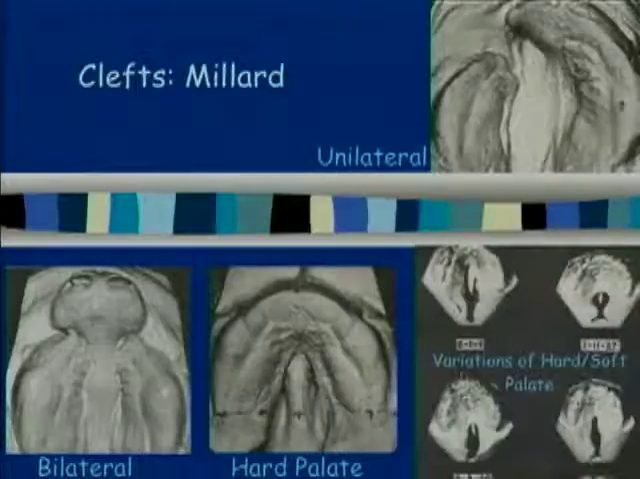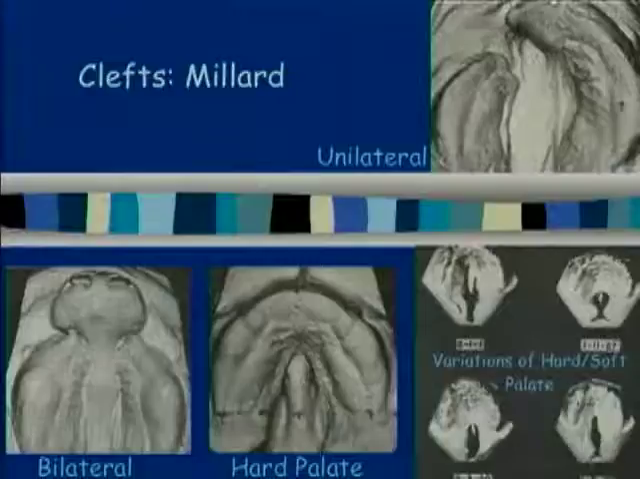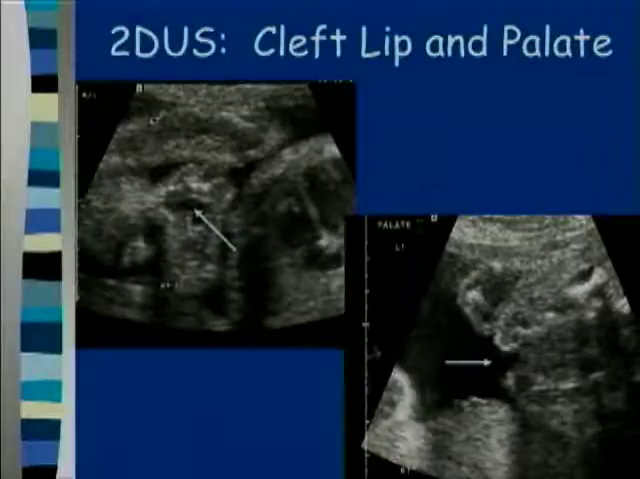And then I wanted to show this picture that shows variations of the hard and soft palate to remind you that they don't all look exactly like you would imagine from our diagrams, but some of them are really quite unique in how these clefts are formed. They're certainly midline here, but they're not just like you might draw out and expect.